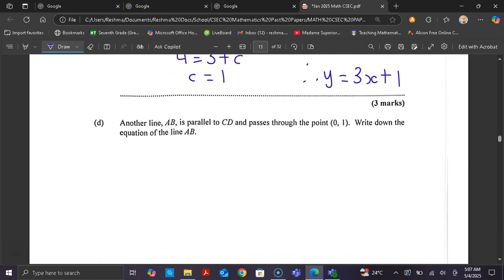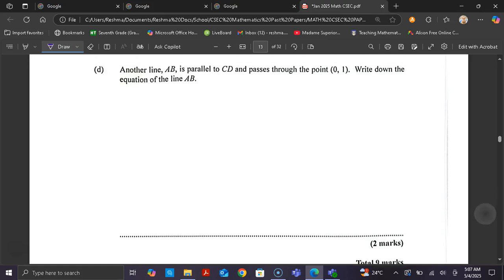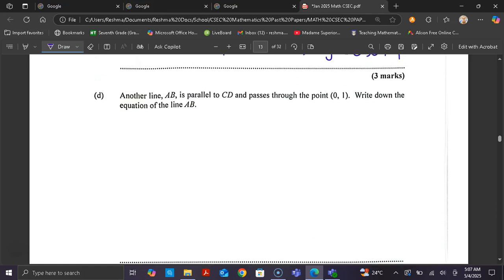Okay, and finally, let's do the last part. For 2 marks, part D, another line AB is parallel to CD and passes through the point (0, 1). Write down the equation of the line AB. So if AB is parallel to CD, it means the gradient of AB is equal to the gradient of CD, because of course parallel lines have equal gradients.